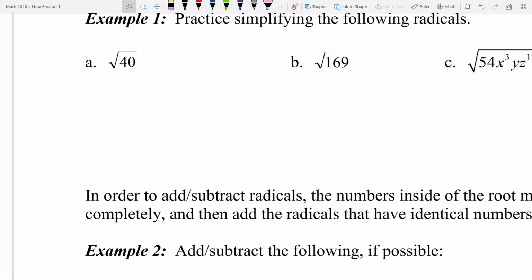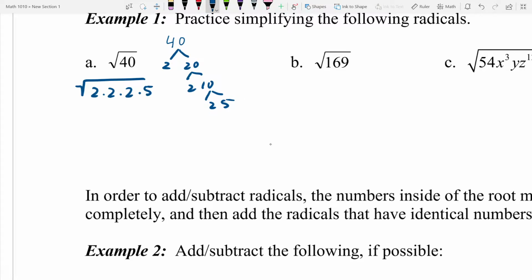So here's what we have to do. You're going to write that 40 down, and I call this break it down. So you're going to break this 40 down into prime numbers. If 2 goes into the number, I always do 2. So this is going to be 2 times 20. And then 20 is 2 times 10. And then 10 is 2 times 5. So inside of there, you guys, you have 2 times 2 times 2 times 5.